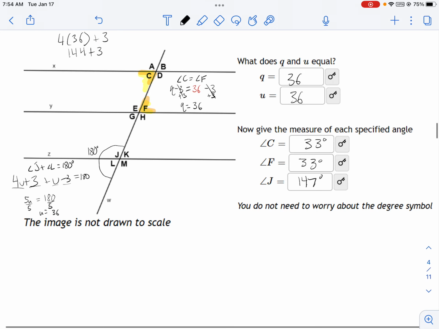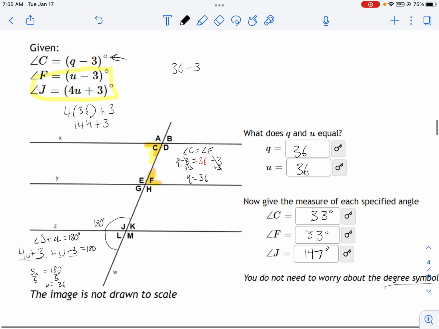Keep in mind, I'm writing the degree symbol just because I can. You don't actually have to type in the degree symbol. It'll accept it without, simply because there's no button for a degree symbol. And that's it. That's how you would tackle this whole problem.